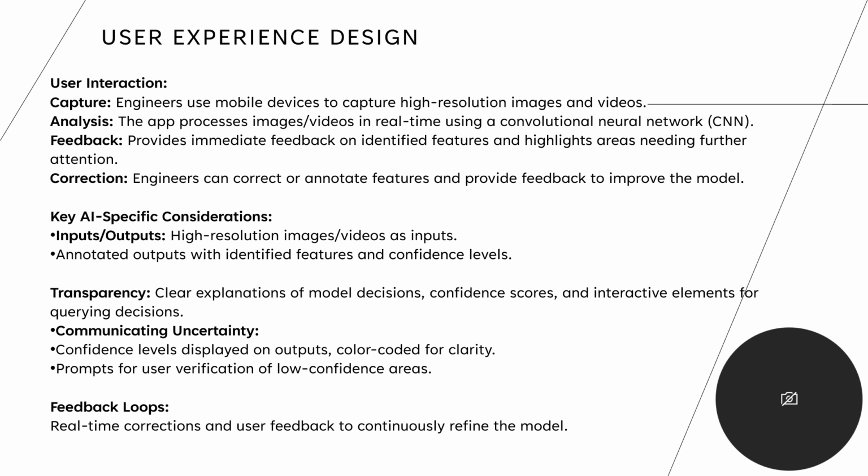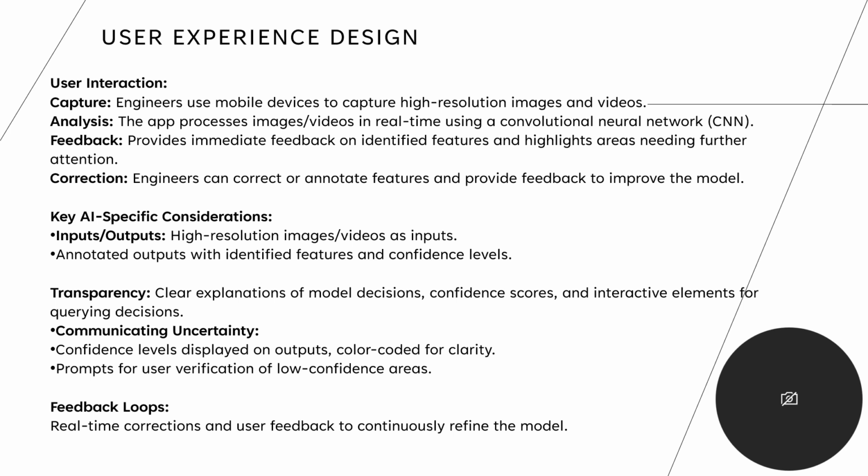The key AI specific considerations, so the inputs and the outputs. For input, we definitely need high resolution images and videos, and annotated outputs with identified features and confidence levels will be returned as the output. So if a user has captured a video with a cycle track, a road track, a rail track crossing, these kinds of objects are present, trees are present, so they will be marked individually and annotated clearly as the objects identified through the machine learning model.